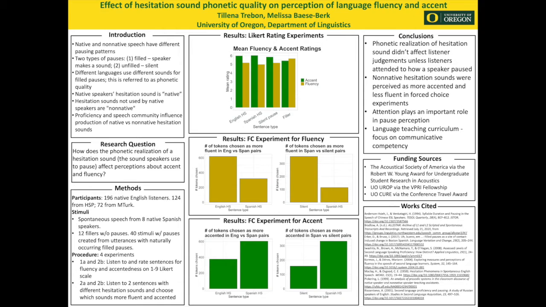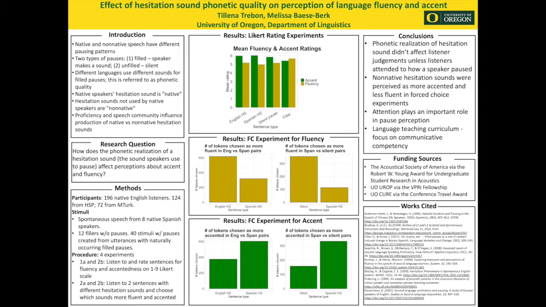Different languages use different sounds for filled pauses. This is described as phonetic quality. English speakers often use "uh" to hesitate, while Spanish speakers often use a vowel similar to the vowel in the English word "bet" to hesitate. Because different languages use different sounds to hesitate, non-native speakers do not always use the same hesitation sound that native speakers use.